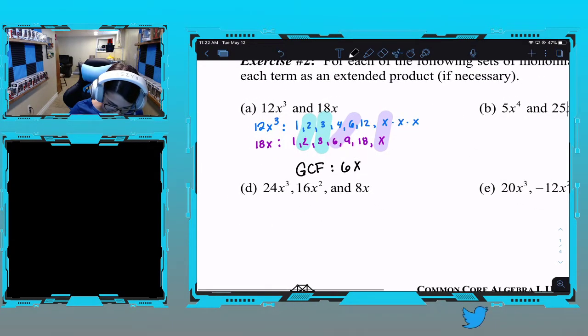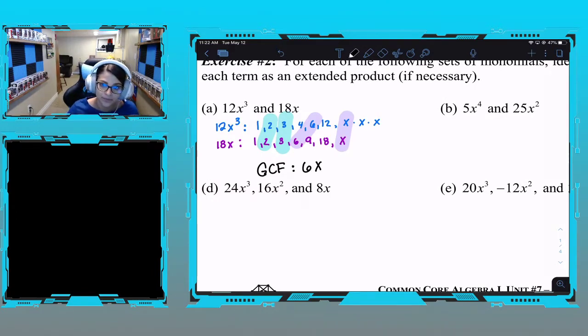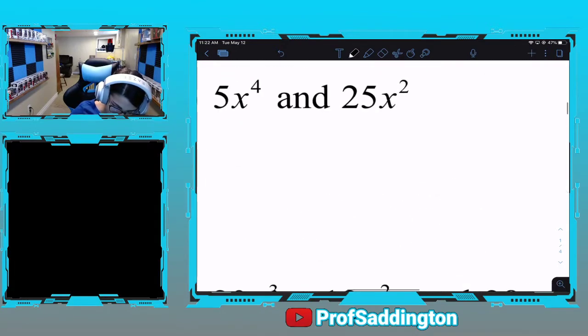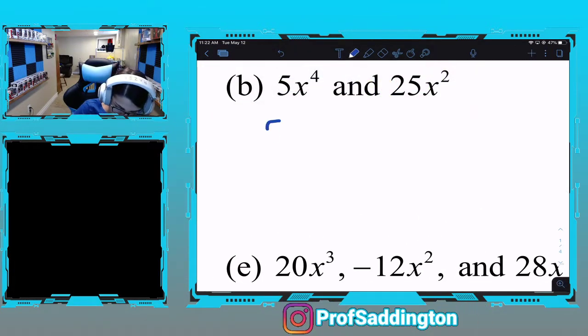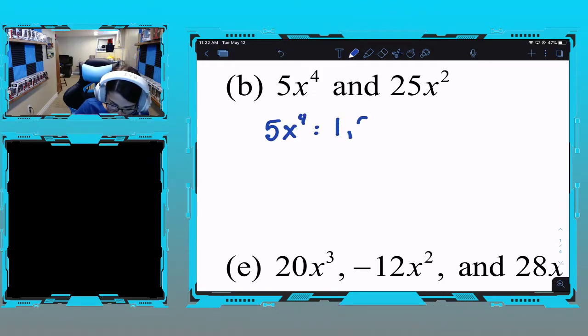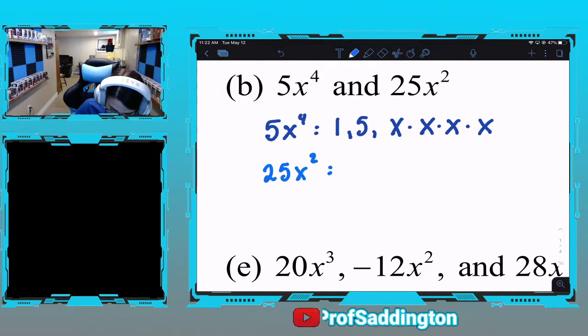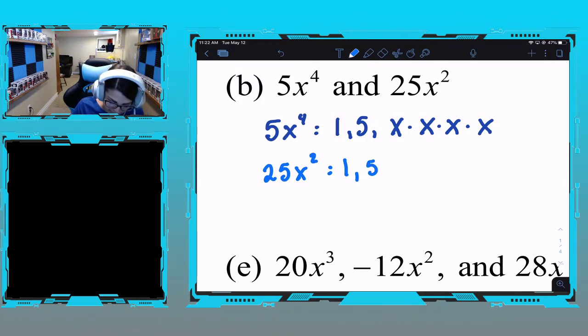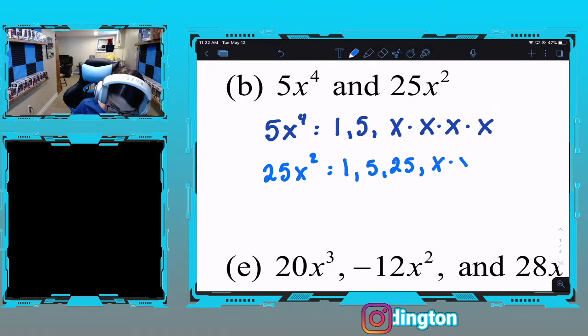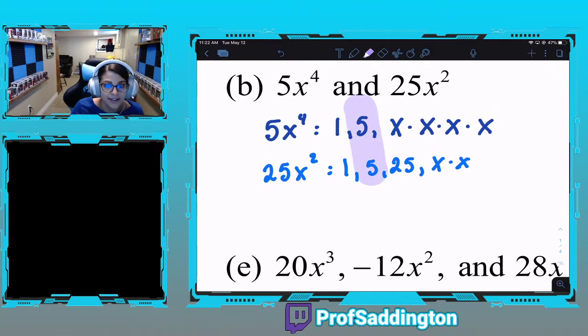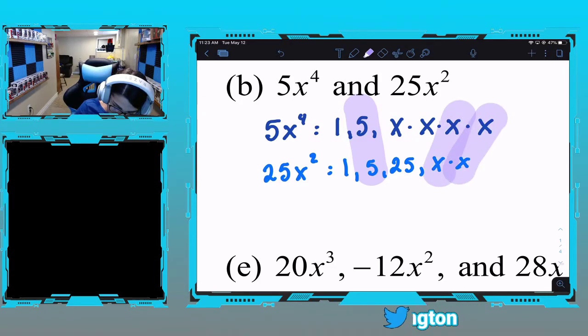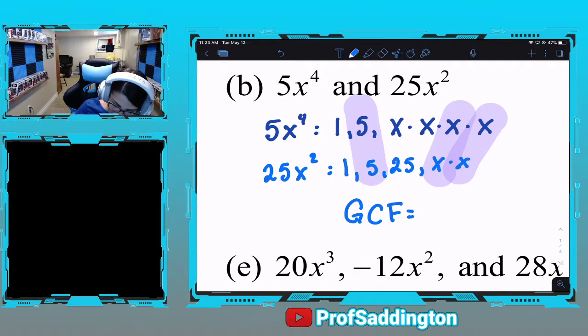Let's try that again. Let me zoom. We have 5x to the 4th. That's just 1 and 5. And x to the 4th means I have x times x times x times x. Then 25x squared, that's 1 and 5 times 5, so I'm just going to write one of the 5s, 25, and then x times x. What do I have in common here? I have the 5s, and this time I have 2 x's that can come out. Therefore, my GCF here is 5, and x times x gives me x squared.